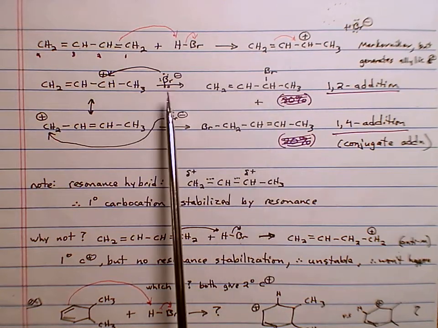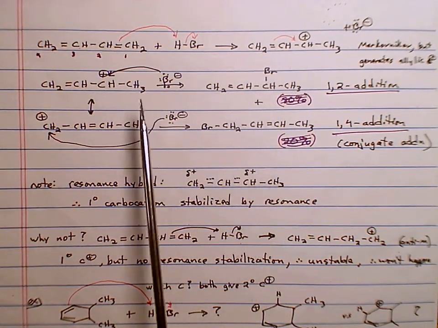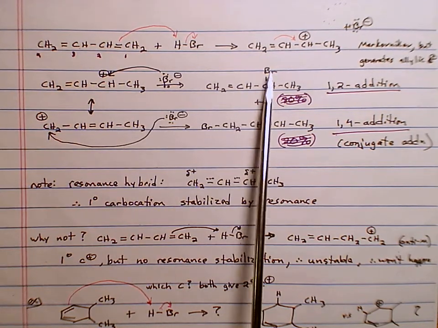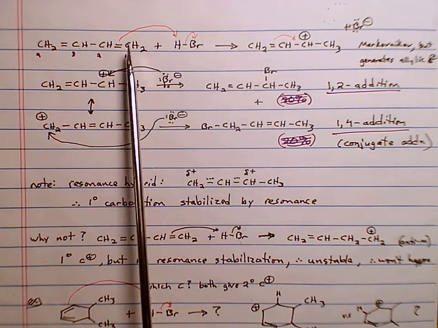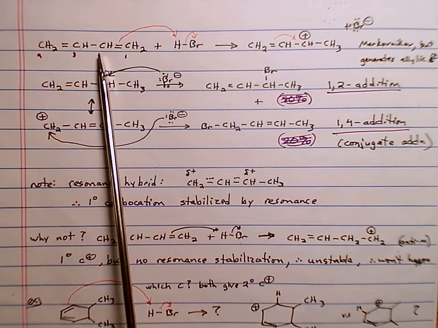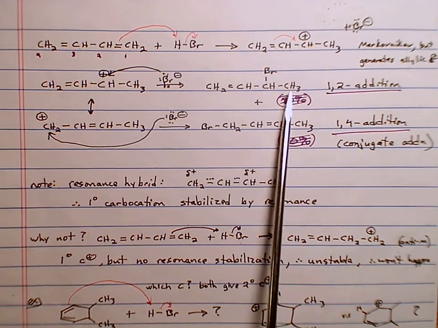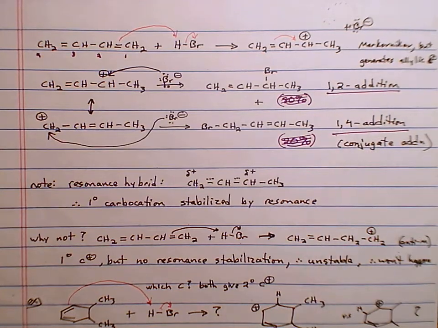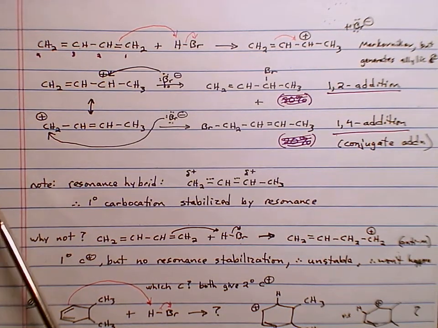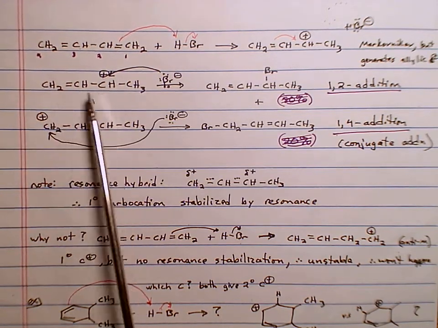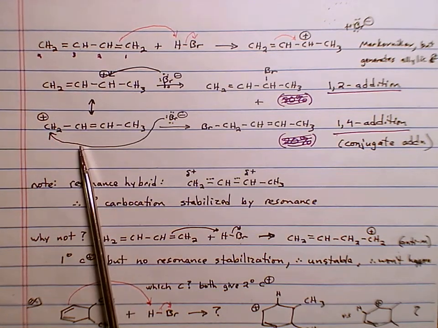All right, so once we have the secondary carbocation, Br minus will attack that carbocation, and we will put the bromine on this carbon right here. We'll call this end carbon of the double bond that reacts carbon number 1, so this is carbon number 2. Carbon number 1 gets the hydrogen, carbon number 2 gets the bromine. We call this 1,2 addition. However, if you recall from previous videos on resonance, an allylic carbocation has a resonance form.